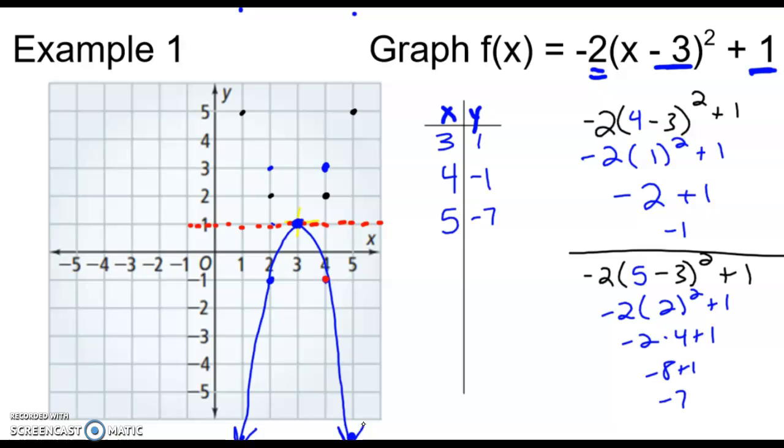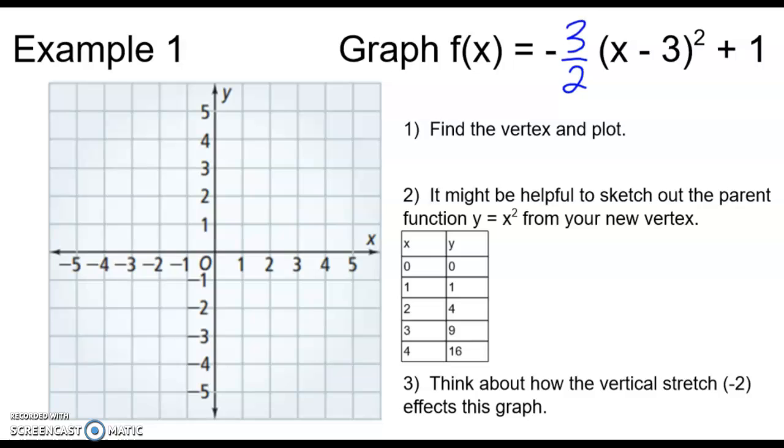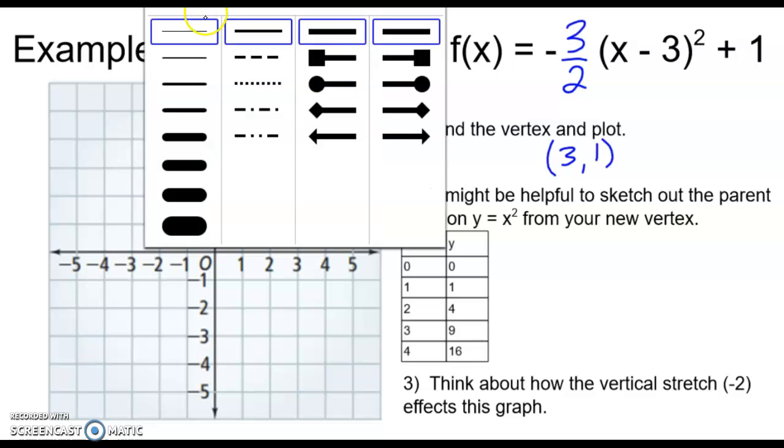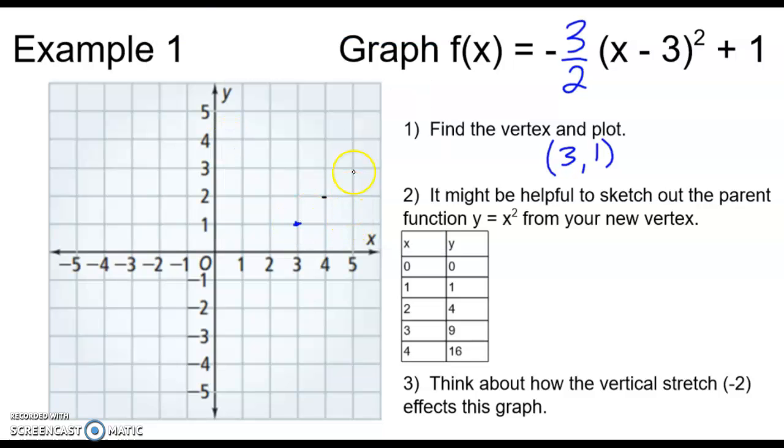Let's try another one with a fraction. All right, so find the vertex. I used the same vertex as we did on the first one, (3, 1), just for some consistency here. I might think about what that parent function looks like. So (1, 1), (2, 4), got our negatives. There we go. And then what I want to do is have a vertical stretch of -3/2. So remember, the vertex ends up being like your new x and y axis.